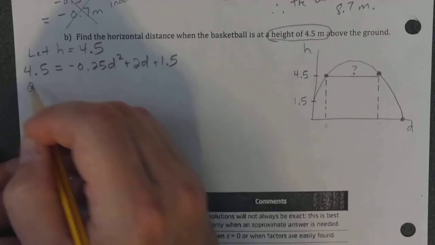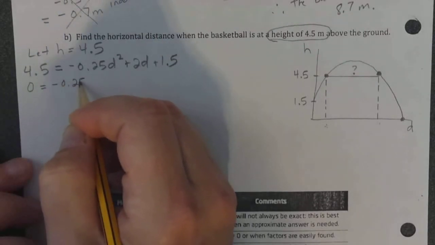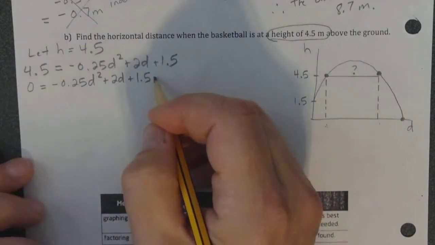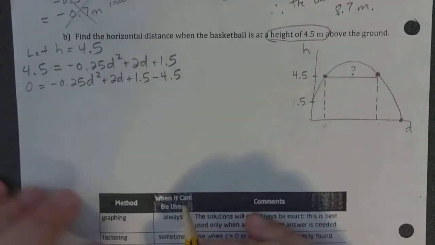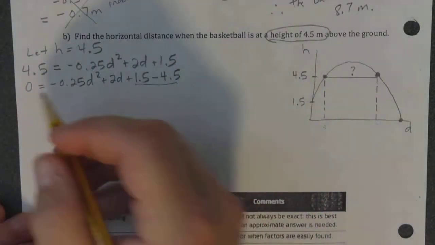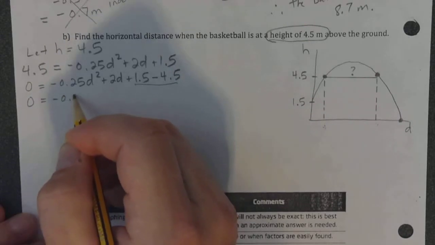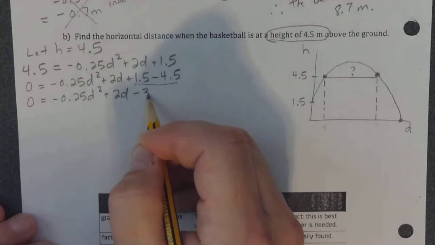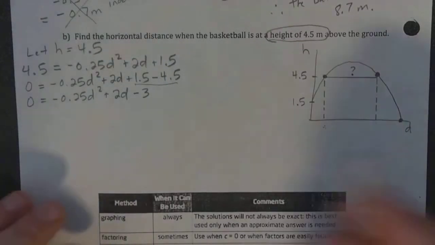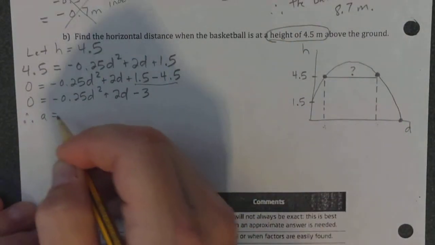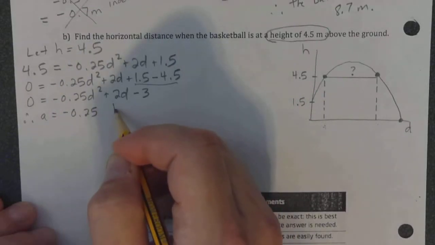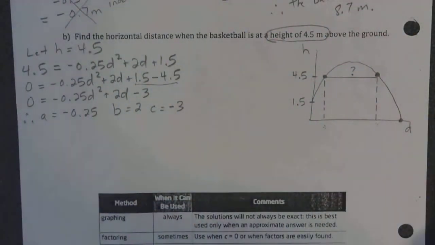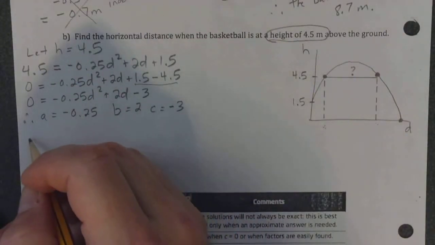Let's put it in standard form first by bringing the 4.5 to the right. So now I got 0 on the left equals, I bring over a positive 4.5, becomes negative 4.5. All I'm going to do is clean this up. Becomes a nice minus 3. Now I got my A, B, and C value. Therefore, A is negative 0.25, B is 2, C is negative 3. And I'm going to put that in my quad formula.